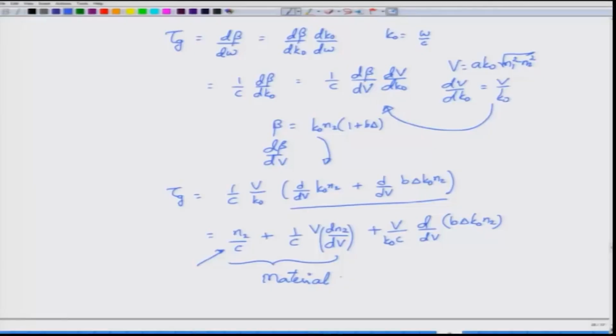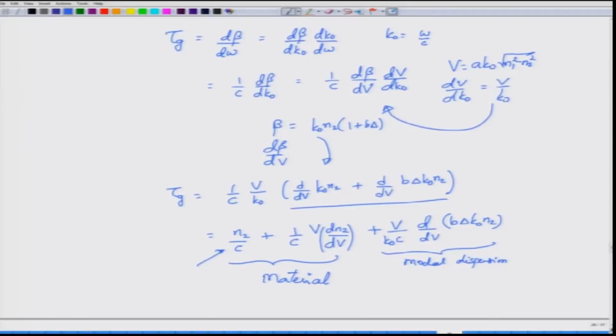So, if you want to change this dn2 by dv, or you want to shape that one, you have to actually experiment with different materials, because each material has its own material dispersion, and therefore, this term comes because of the material itself, and there is normally not a lot of control once the material has been selected. But the term that is there on this right hand side is what is called the modal dispersion.